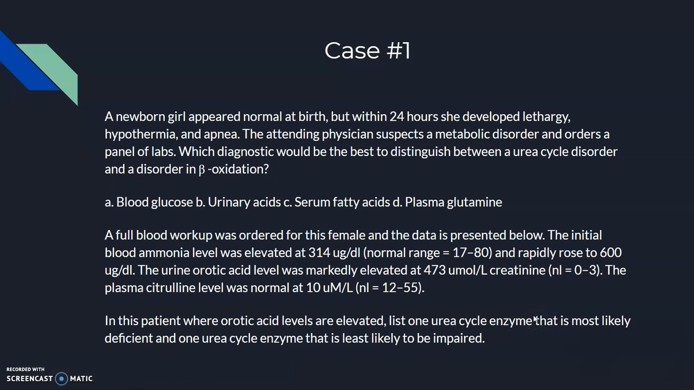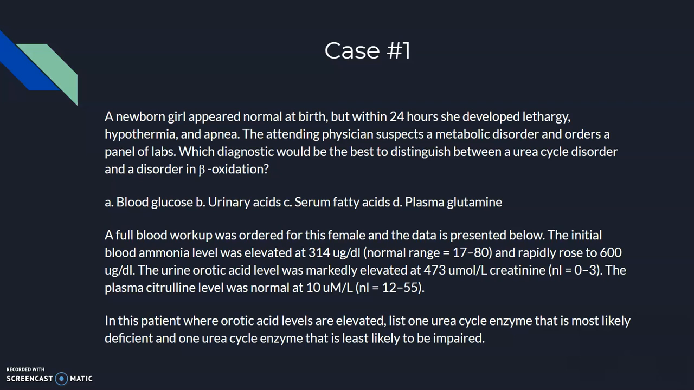Case number 1. A newborn girl appeared normal at birth, but within 24 hours she developed lethargy, hypothermia, and apnea. The attending physician suspects a metabolic disorder and orders a panel of labs. Which diagnostic would be the best to distinguish between a urea cycle disorder and a disorder in beta oxidation?